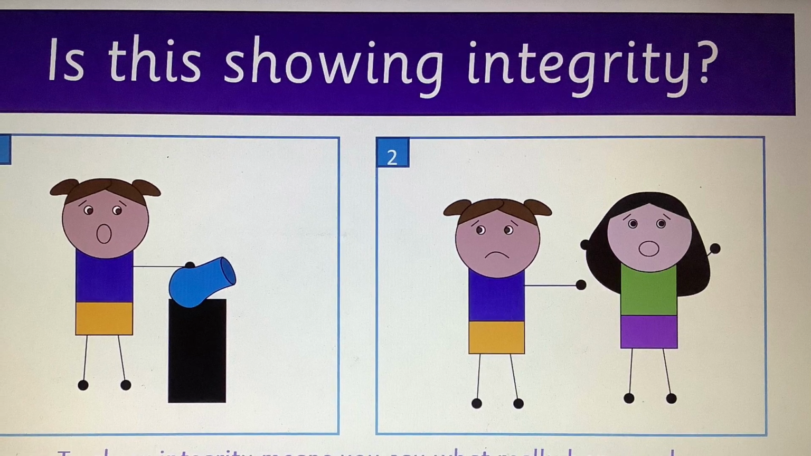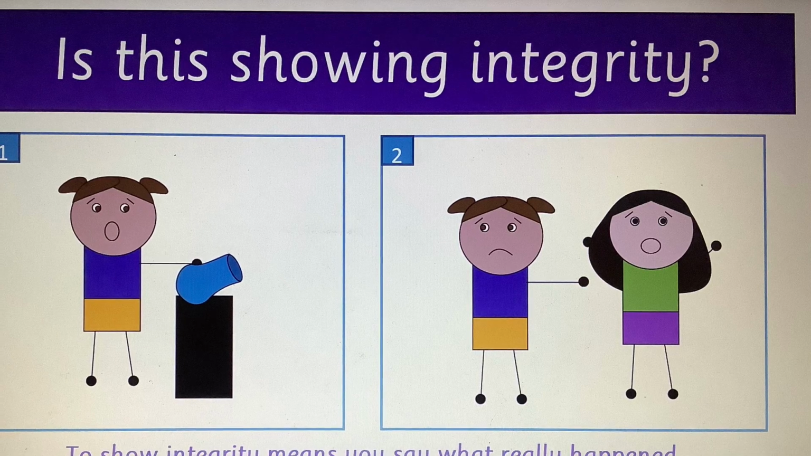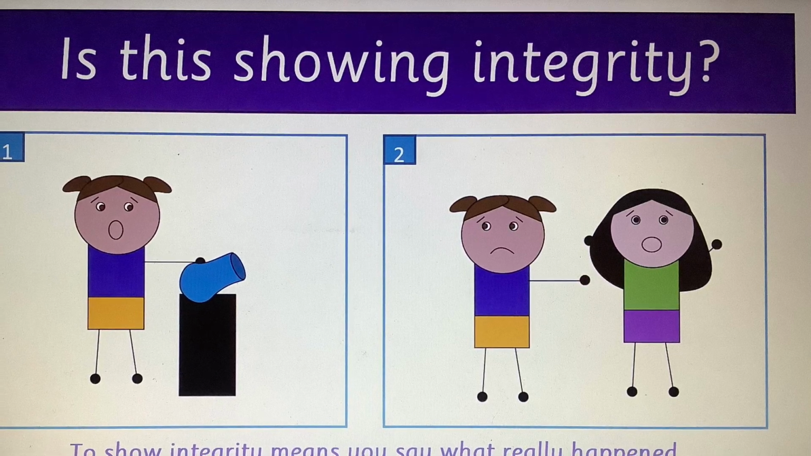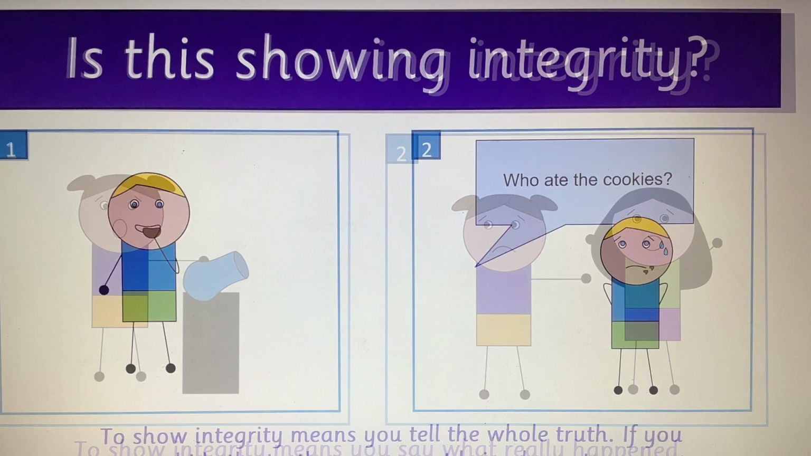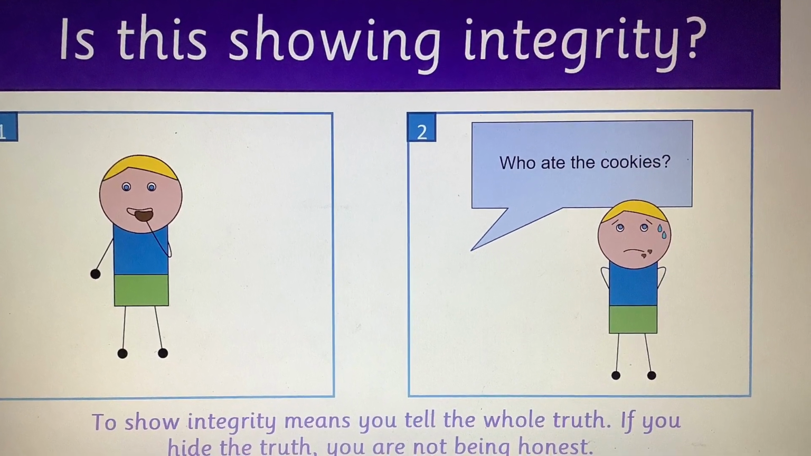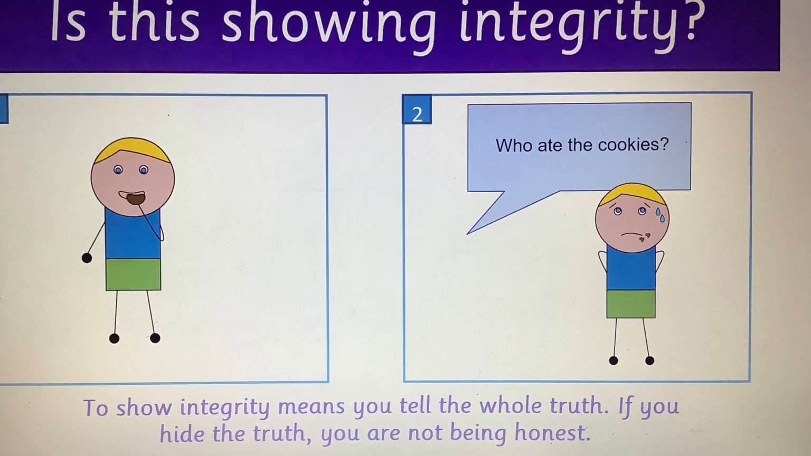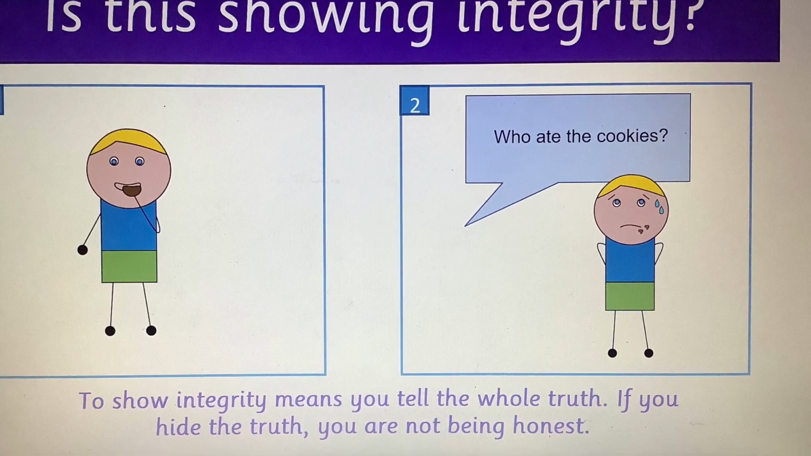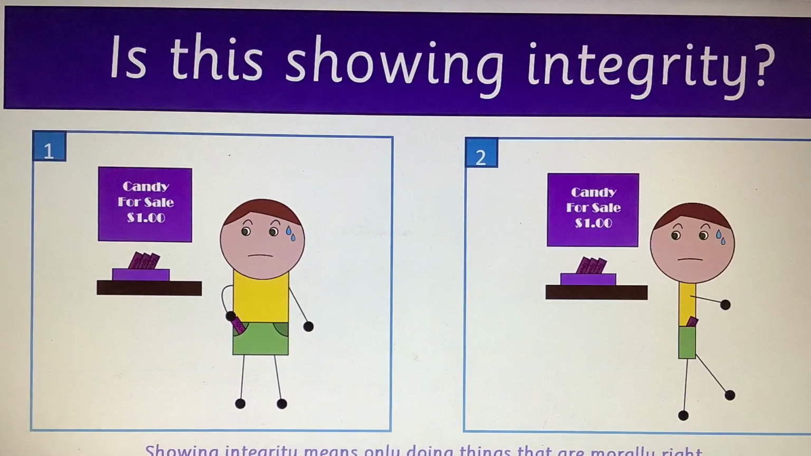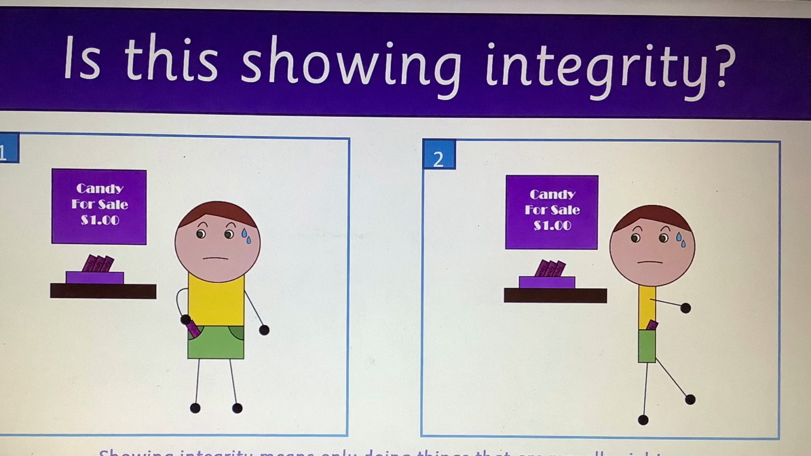This means you take responsibility for your actions and you're showing independence and maturity. It also means you tell the whole truth, even if you think you'll get in trouble for it. Us teachers really appreciate everybody telling the truth. Showing integrity means only doing things that are morally right. From this, we know that stealing, cheating, lying and blaming are all wrong.